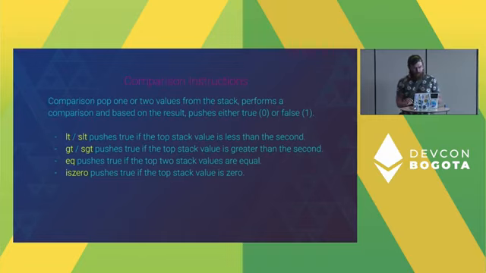So LT will push if the top value is less than the second value. SLT, of course, is with signed integers. Greater than, or GT, does greater than. So if the top value is greater than the second value, then we push 1. EQ will compare and see if the top 2 items on the stack are equal. And then is 0 will push a true to the top if the top value is 0.